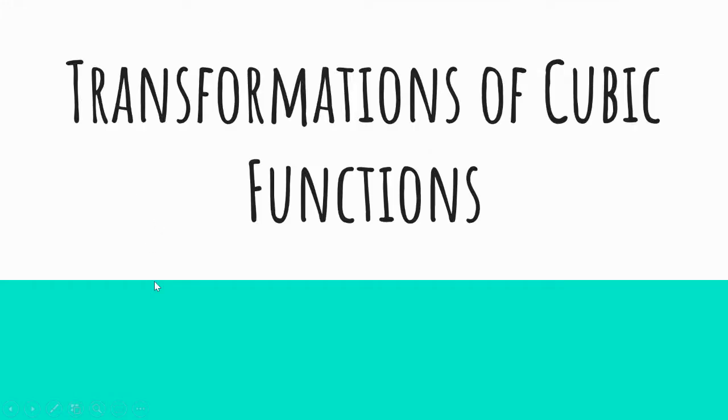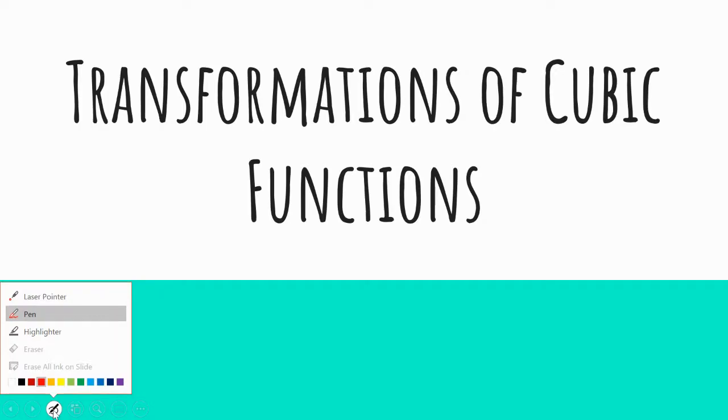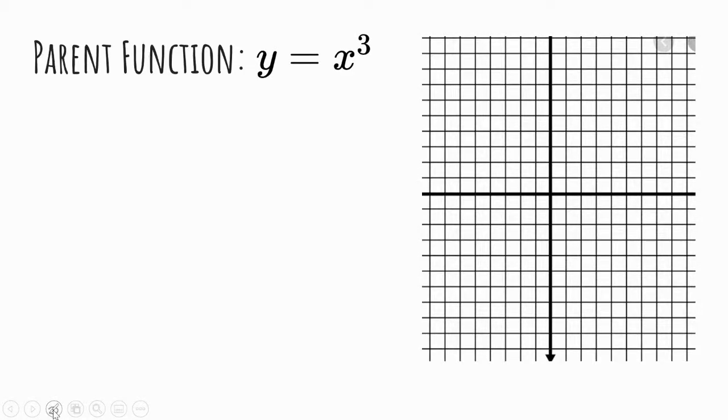Alrighty, ladies and gentlemen, today we're going to talk about transformations of our cubic function. Here we go. Our parent function for our cubic function is y equals x to the third. Now we're going to graph it so we can see what it looks like. So we have an xy table.